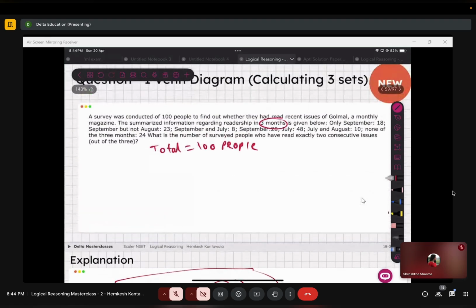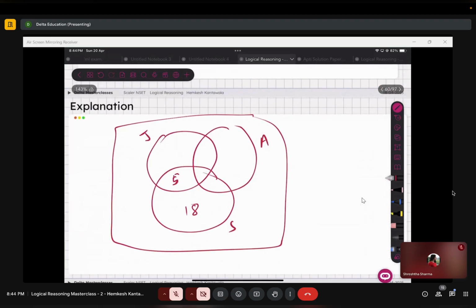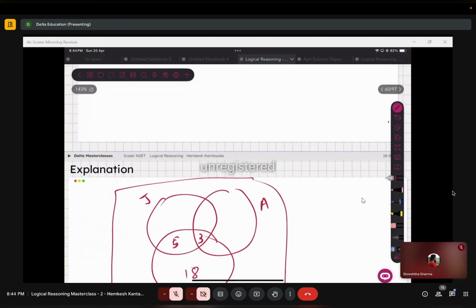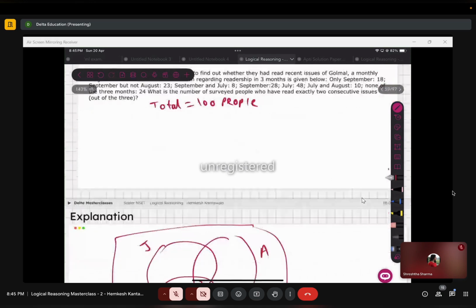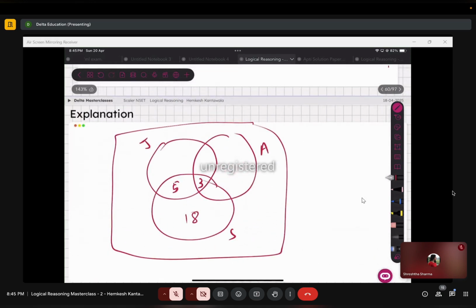Okay. Next, September and July is 8. So we know, if this whole is 8 and this is 5, the intersection is 3. This is 3. Correct. Next information: September overall is 28, right? Whole September is 28.